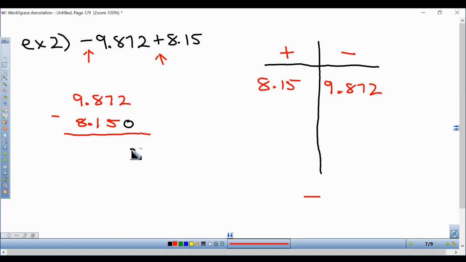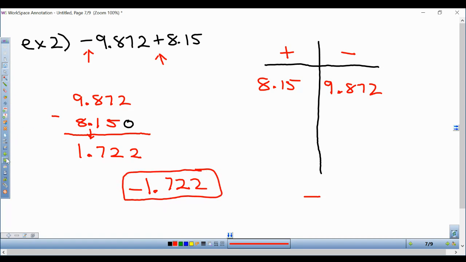2 minus 0 is 2. 7 minus 5 is 2. 8 minus 1 is 7. And 9 minus 8 is 1. Do not forget to bring your decimal straight down in a straight line. My answer is 1.722. And the winning team gets the sign that goes in front of that number. So the winning team was negative. My answer is negative 1.722.